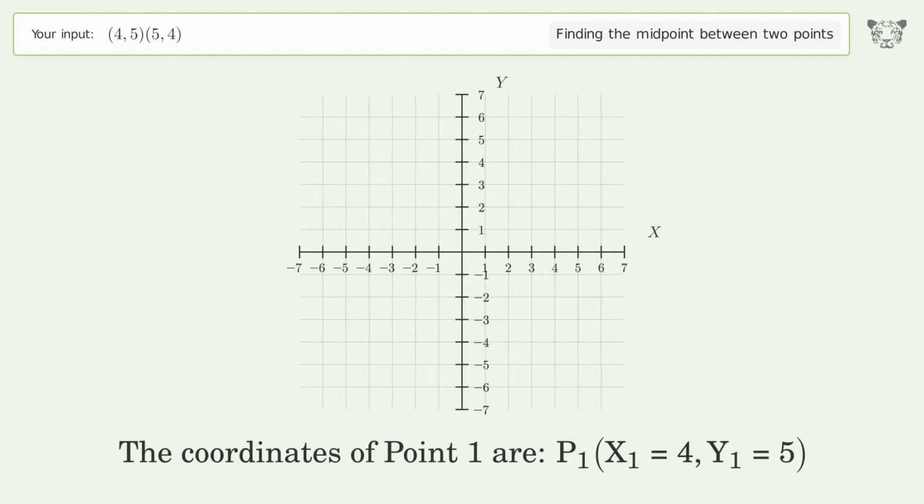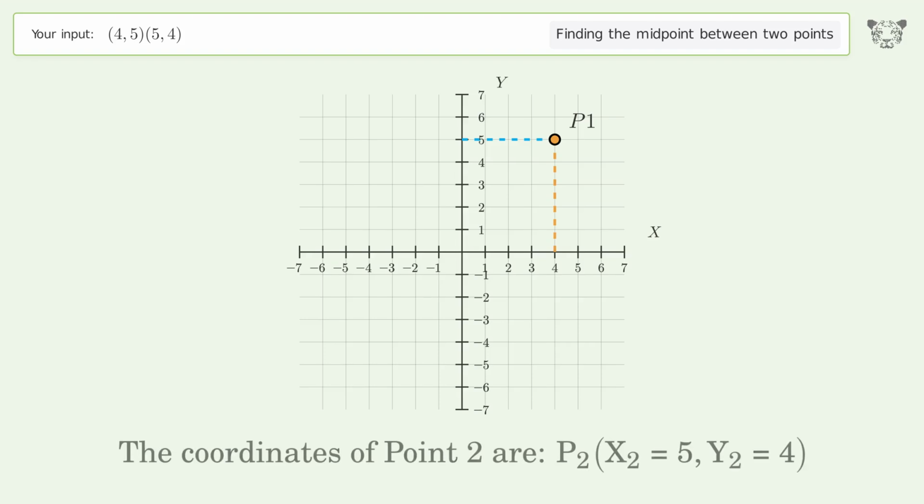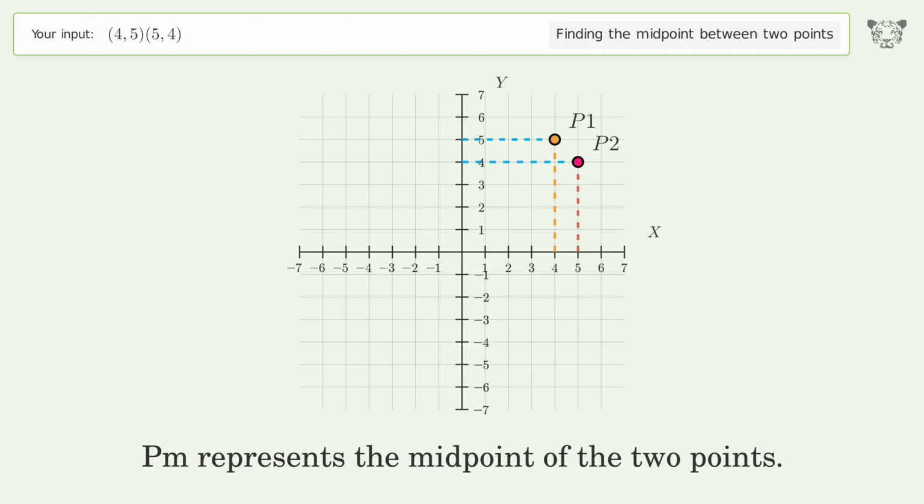The coordinates of point 1 are x1 equals 4, y1 equals 5. The coordinates of point 2 are x2 equals 5, y2 equals 4. PM represents the midpoint of the 2 points.